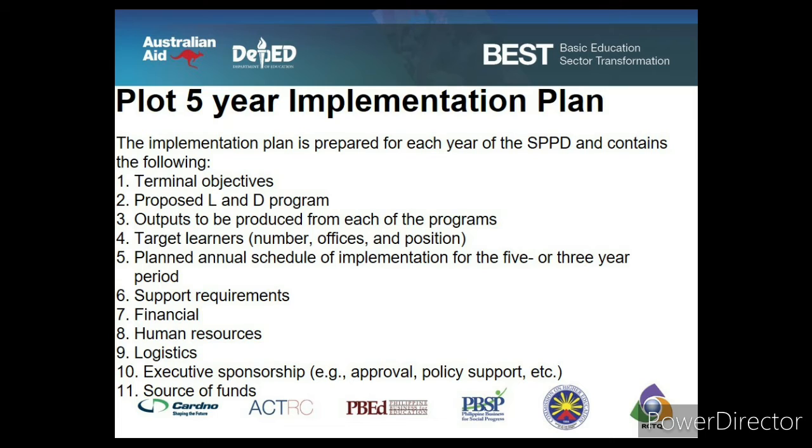Number 6, support requirements. Number 7, the financial. 8, human resources. 9, the logistics. 10, executive sponsorship, the approval, the policy support, and etc. And number 11, source of funds.